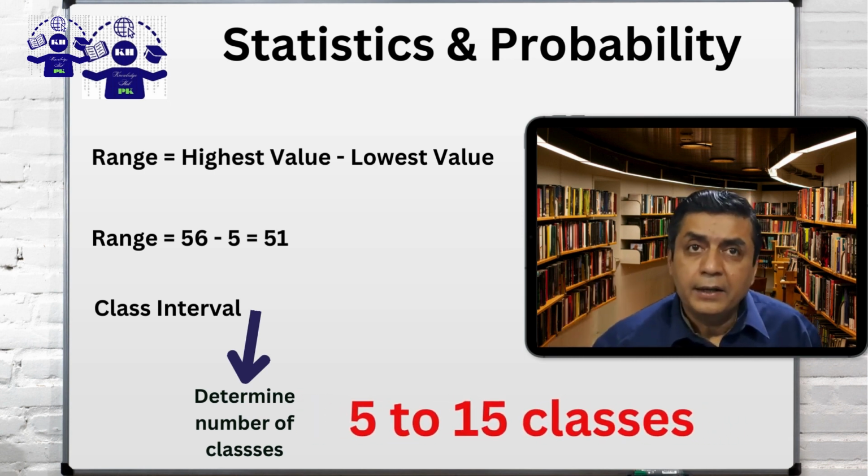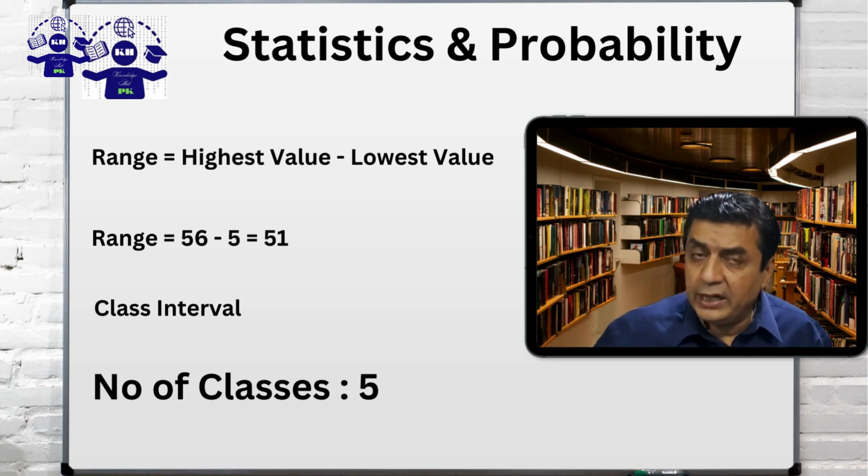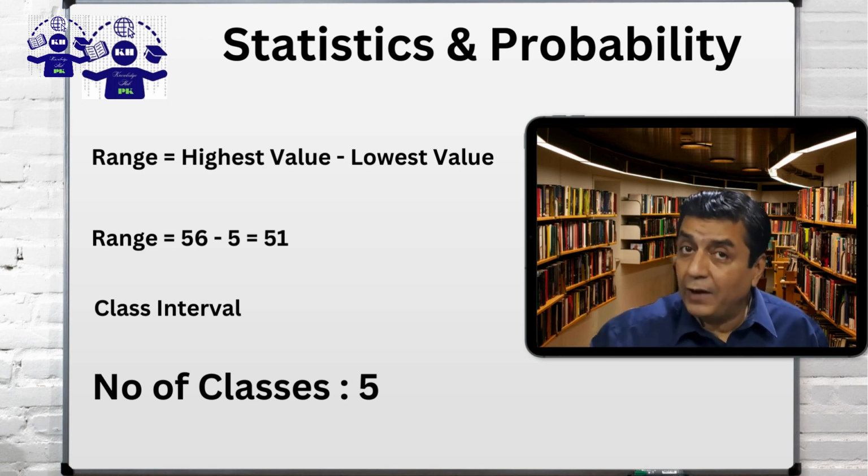Now let us say that we want to go for 5 classes to cater to our data set. Now the range is 51 and we want to have 5 classes.